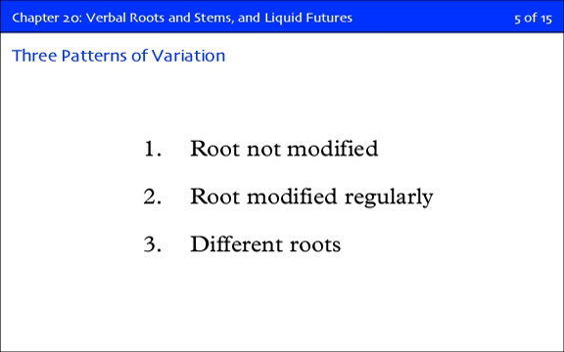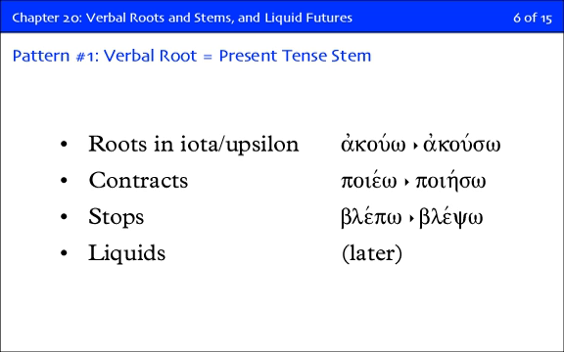But there is a third category where a verb actually uses different roots altogether in the formation of the different tense stems. And there's not many of those, but they occur a whole lot. So those will have to be memorized. Okay, those are your three basic patterns. Okay, let's break those three patterns down.